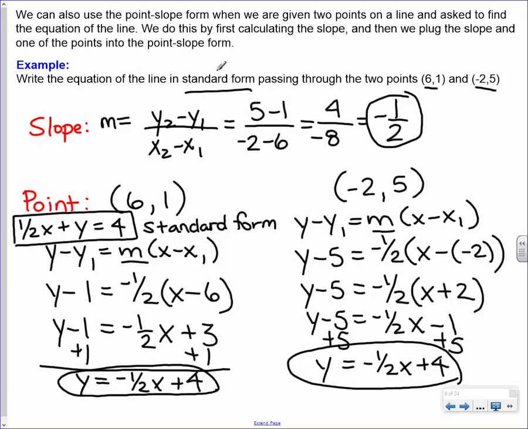But this problem happened to ask for it in standard form. So if I want this in standard form instead of slope-intercept form, I want to have the x's and the y's on the left side. So I need to bring this 1/2 x over here. So add 1/2 x to both sides, and I get 1/2 x plus y equals 4. And so that would actually be the answer in standard form.